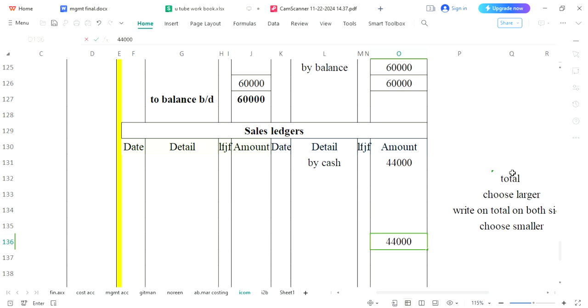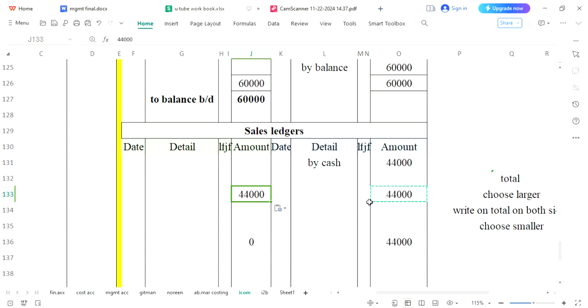Why it is easy? Because there is only one amount. Then total of debit side is 0. Alright. Total of both sides have been completed. Choose larger sum, which is 44,000, and we are going to write 44,000 on total of both sides. First we have written total on credit side, and same total we are going to write on debit side as well.